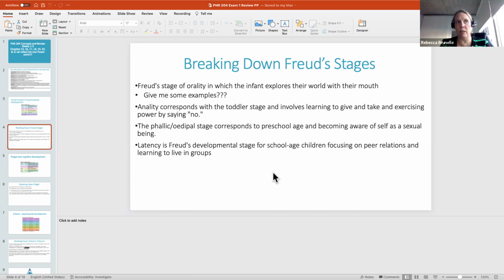So I think we talked about this. Freud's stage of orality, they explore the world with their mouth. Can you give some examples? This is like, if you've ever been around a baby, they're just constantly putting things in their mouth and tasting things. And then the anal stage, that's the toddler stage, exercising power by saying no. The phallic stage, becoming aware of sexual being. This is when boys are attached to their mother, girls attached to their father. And then latency, that's when they're into their same sex peer groups.